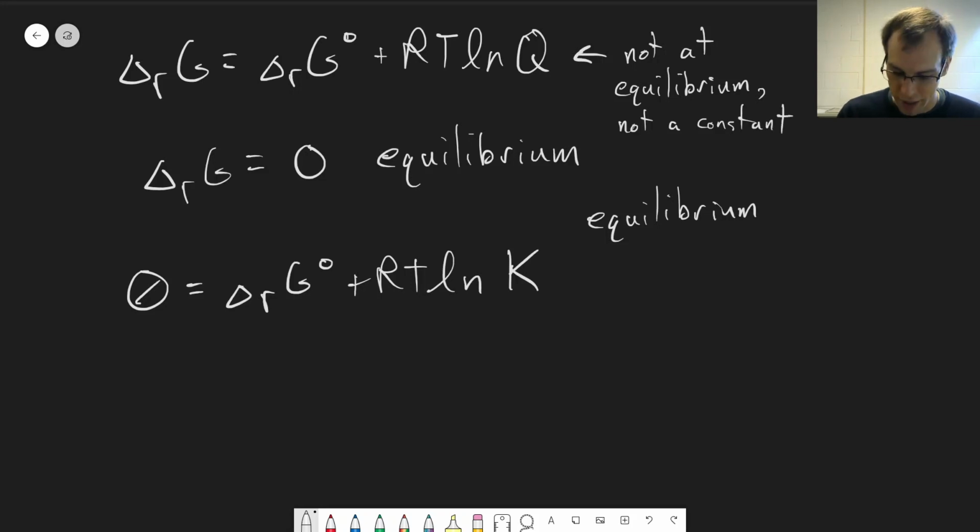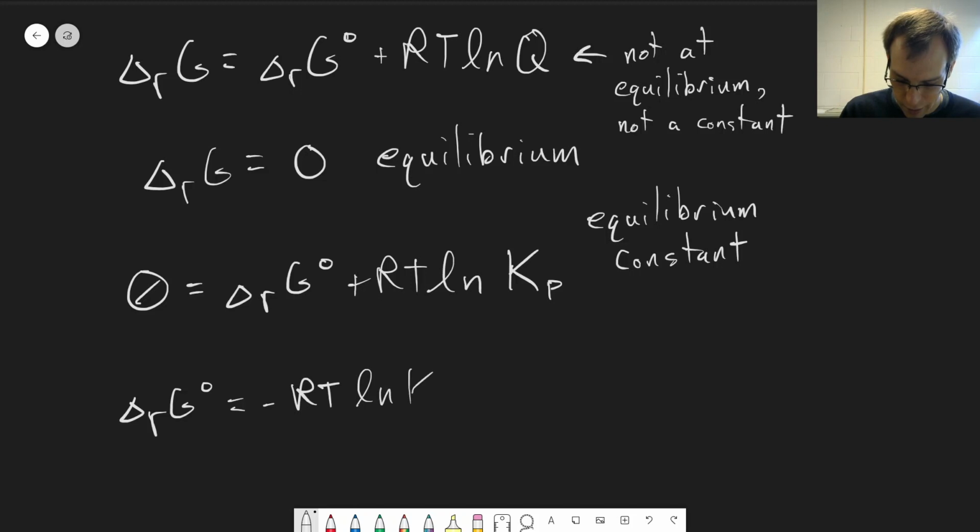The equilibrium constant, on the other hand, is a constant value because it only happens when the system is at equilibrium. We are going to define this specifically as Kp because this is the pressure version of the equilibrium constant for gases. We can also define it in terms of concentrations, as we'll see in just a little bit. Okay, and so we can say that delta G naught, the standard Gibbs energy, is equal to minus RT ln Kp.